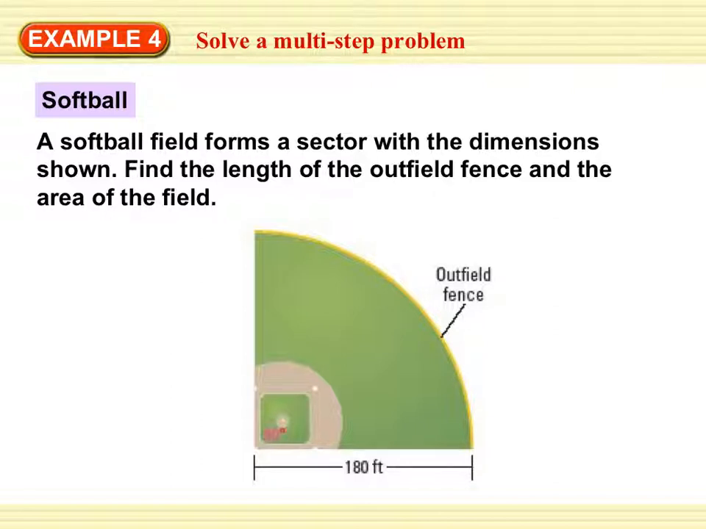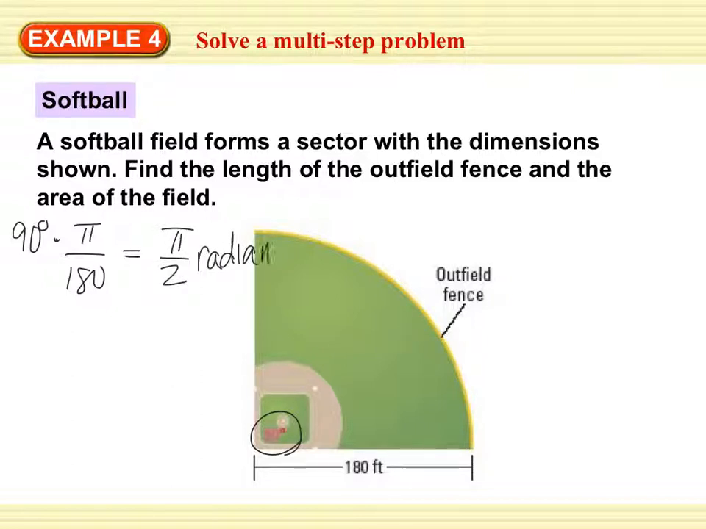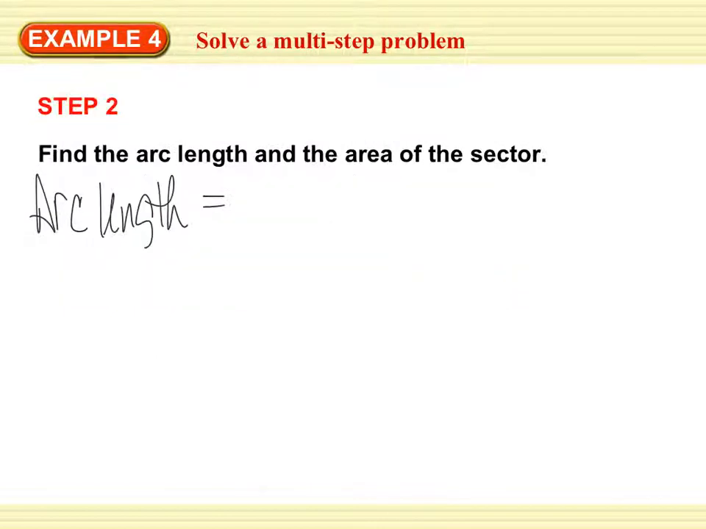First we're going to convert this degrees into radians. So I have 90 degrees multiplied by pi over 180. That simplifies to pi over 2 radians. Now we want to find the arc length and the area of the sector. Step 2, find the arc length and the area of the sector.